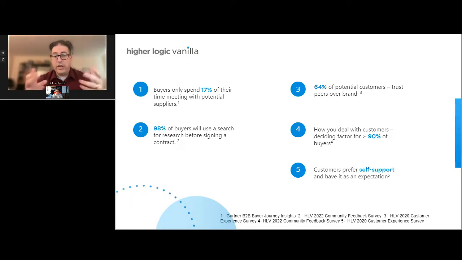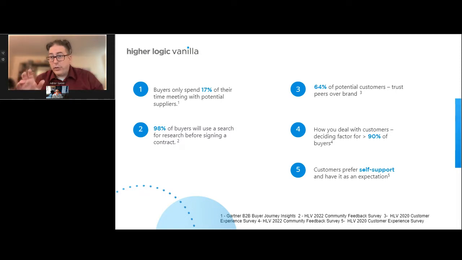And then in our own research, when we did the survey, we went out and asked buyers. Now, these aren't our customers. We went out and asked technology buyers about when they're going to do research before signing a contract. What are some of the things that they look at? And 98% of them told us that a search, doing their own research, was what they started with.